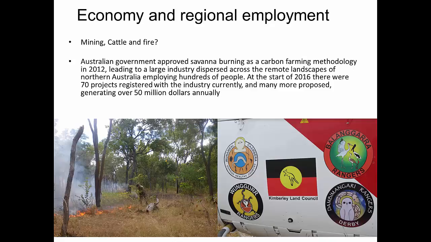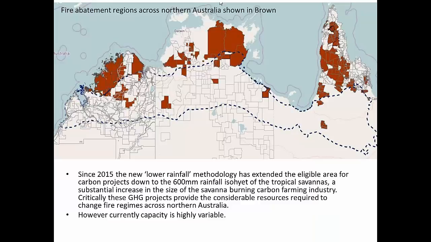So the impact of all of this burning across northern Australia, I mean, there's mining or cattle, but now there's this growing industry in fire management. So in 2012, the Australian government approved the Savanna burning methodology as a carbon farming methodology, leading to a large industry dispersed across remote landscapes in northern Australia. And as of this year, there were 70 projects across northern Australia worth around $50 million annually. So the brown areas indicate the location of the projects.